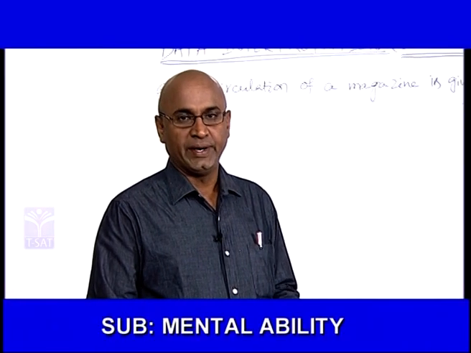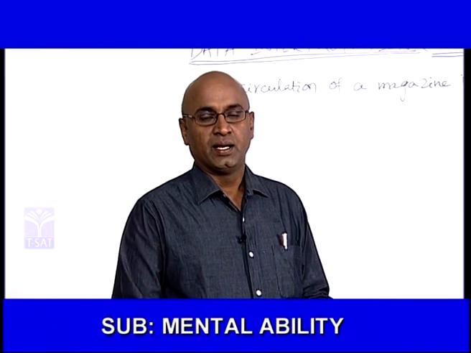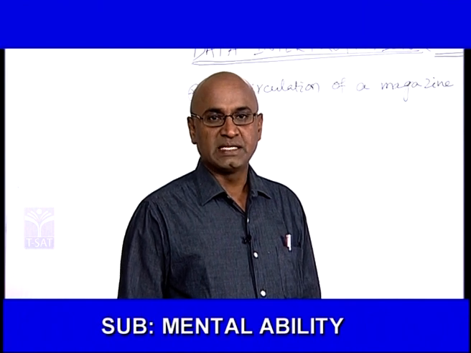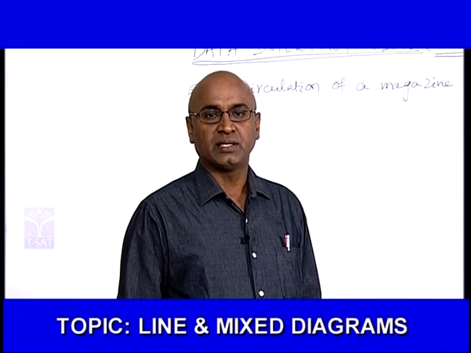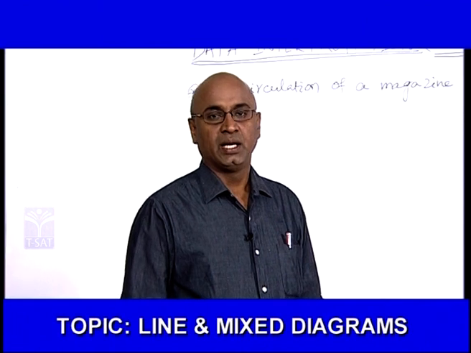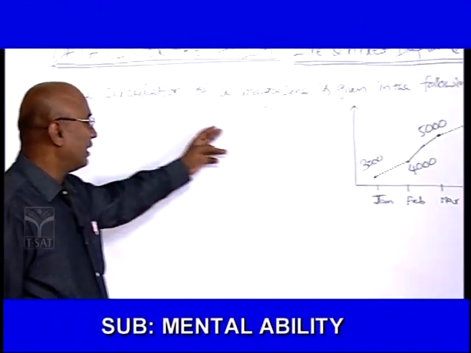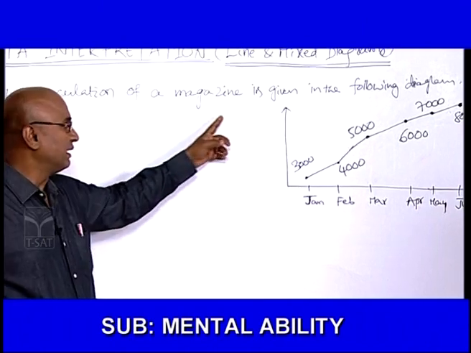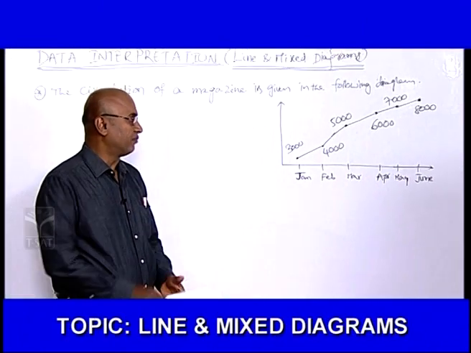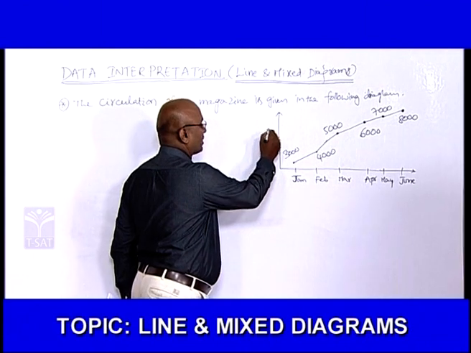Now we are going to discuss the line diagrams and mixed diagrams, which is a part of the data interpretation. Now we will see the first problem. Let us see this graph. Here the circulation of a magazine is given in the following diagram. It is the number of circulation.